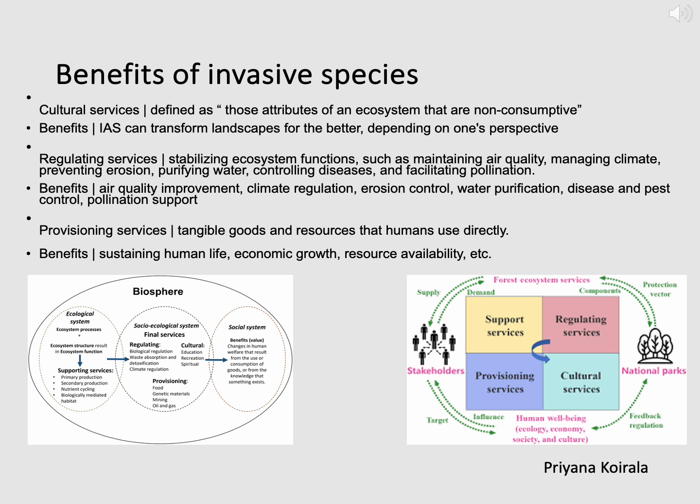Provisioning services refers to the tangible resources we get from nature, like food, water, and raw material. Interestingly, some invasive species contribute to these services too. Certain invasive fish, like the lionfish, are now being harvested as food sources, turning an ecological problem into an economic opportunity. Some invasive plants are used in medicine or for raw materials in the industry. These examples show that while invasive species are often a challenge, they can also be managed and utilized in beneficial ways.